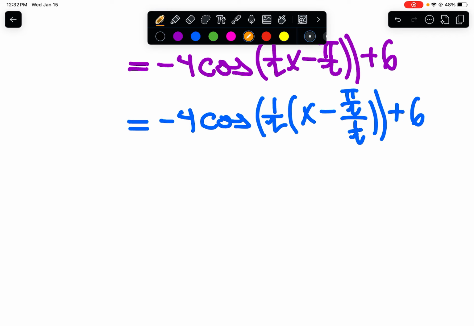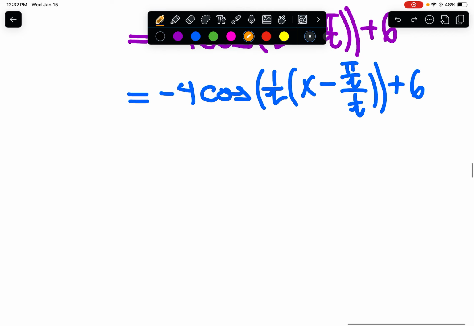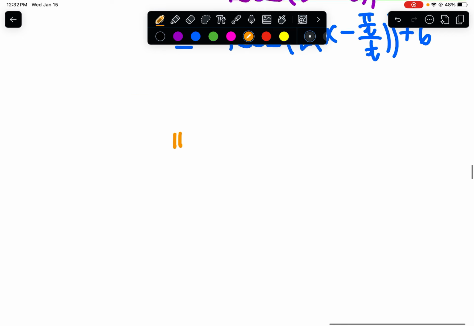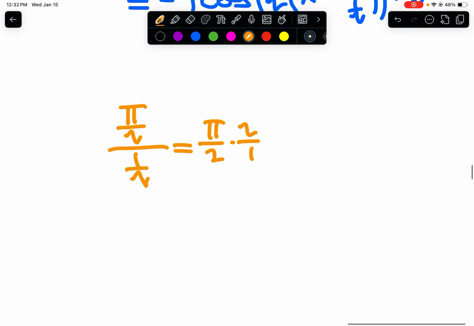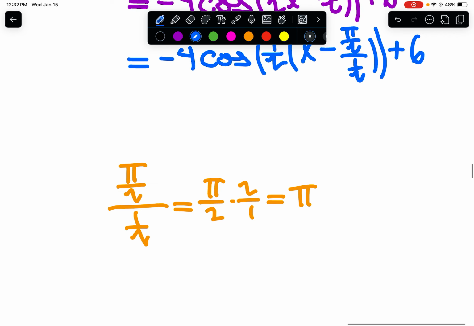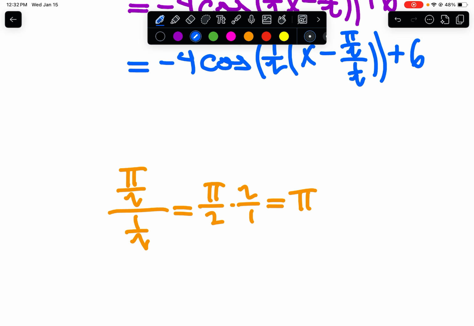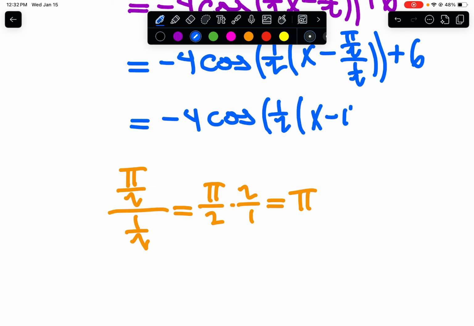So this insane, crazy looking fraction within a fraction over here, that's what we want to simplify. So I'm going to simplify pi over 2 divided by 1/2. Now, when you divide by a fraction, that's the same as multiplying by its reciprocal. So pi over 2 times 2 is just going to give you pi. All right, so what's going to happen? Your equation is going to be negative 4 cosine 1/2 x minus pi, plus 6.